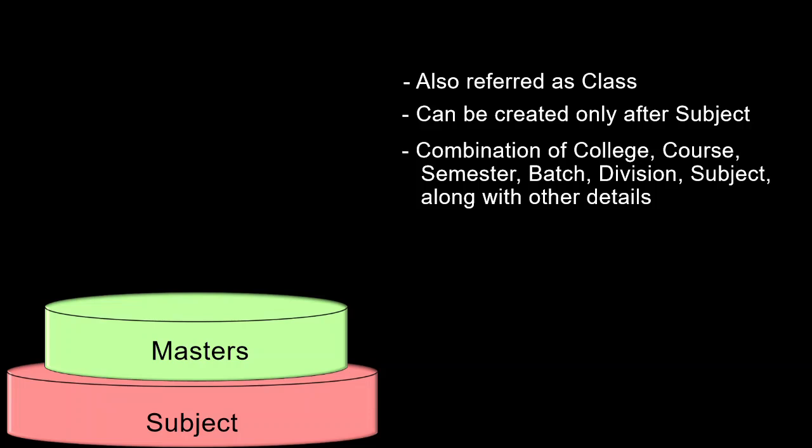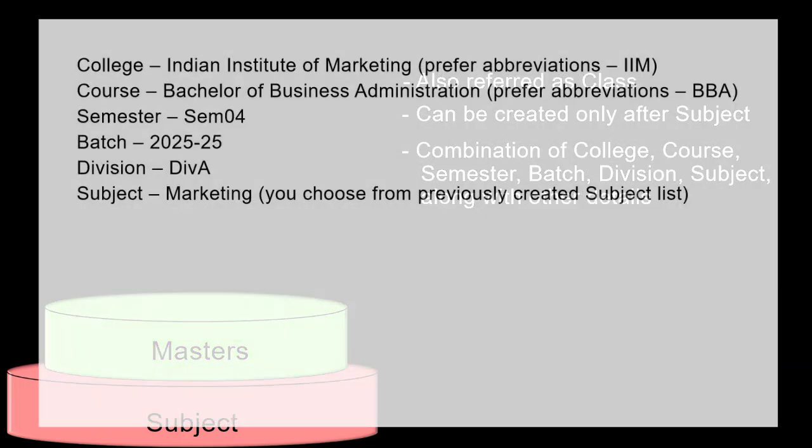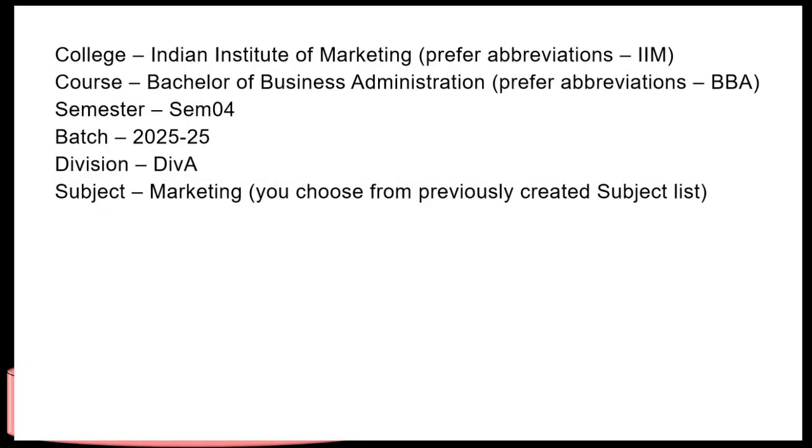Based on the information that you supply to BAMS, it will create a master ID as shown in the example below. College, Indian Institute of Marketing, which is abbreviated to IIM. Similarly, course, Bachelor of Business Administration, abbreviated to BBA. Semester, batch, division, subject. Please note, subject would be chosen from the list that we had created earlier.